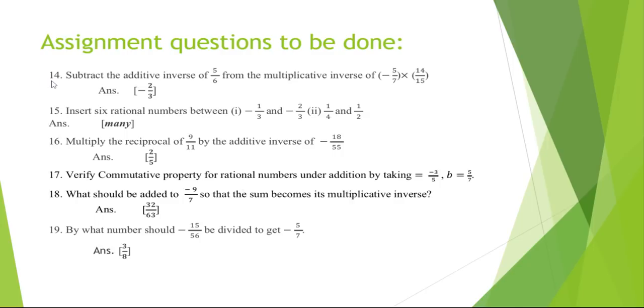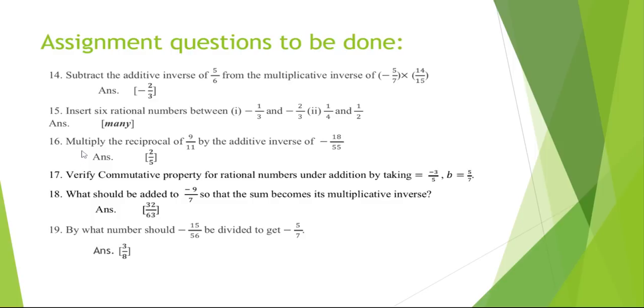Question number 14. Subtract the additive inverse of 5 by 6 from the multiplicative inverse of minus 5 by 7 into 14 by 5. So you'll multiply these two first and then you'll subtract the additive inverse from that. What is the additive inverse? The negative of 5 by 6, which will be minus 5 by 6. The answer has been given here, so you can easily recheck the answer. Insert 6 rational numbers between these two parts. Now you can obviously easily find them and your answers can vary.